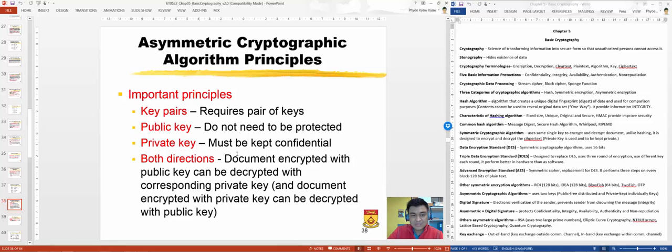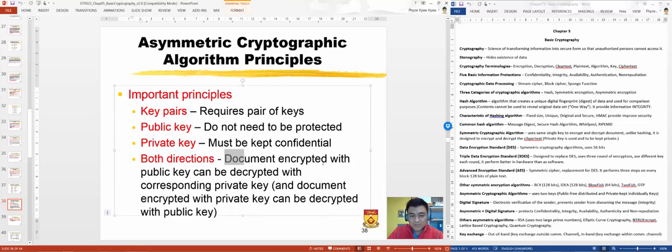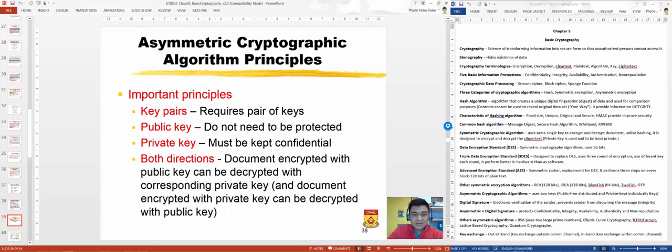Please read through about some principles. This one I want to highlight: a document encrypted with the public key can be decrypted with the private key, and also a document encrypted with the private key can be decrypted with the public key. Take note of this bidirectional key pair.